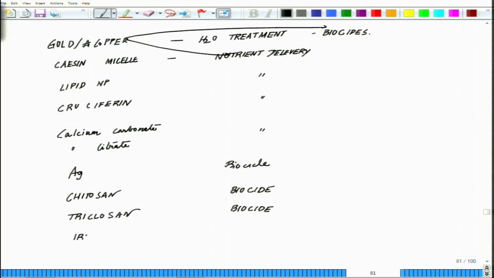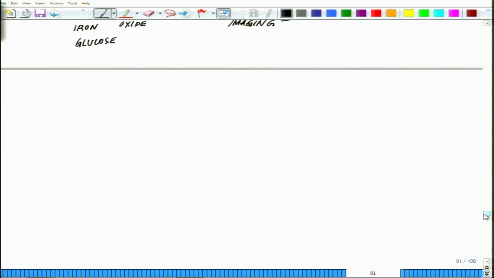Iron oxide nanomaterial, and this is not an exhaustive list. These are some of the examples I am putting forward. Iron oxide is used for multiple applications, for imaging applications in animal systems, so in a way it is diagnostic. Then you have carbon, that is glucose and sucrose derived nanostructures. These are used for different kinds of drug delivery systems, and at times as a capping agent in different kinds of nanomaterials.